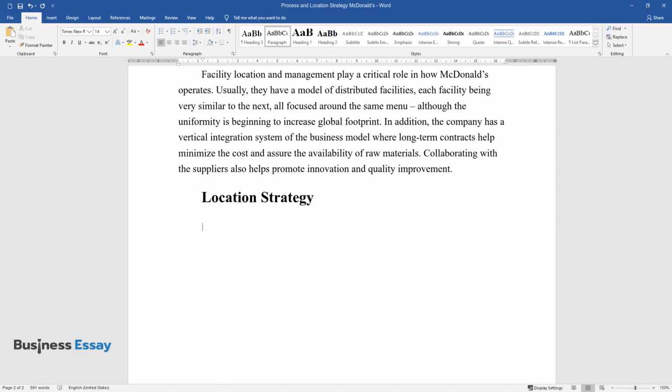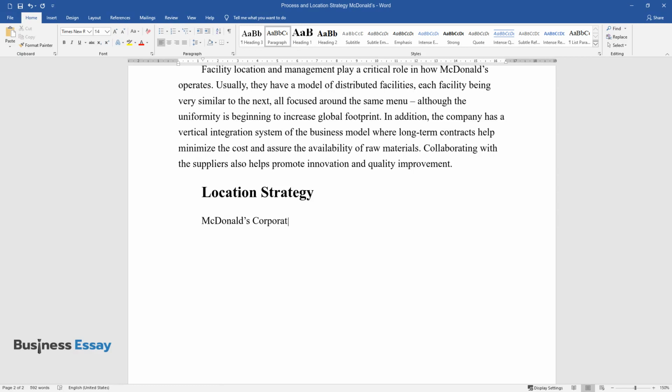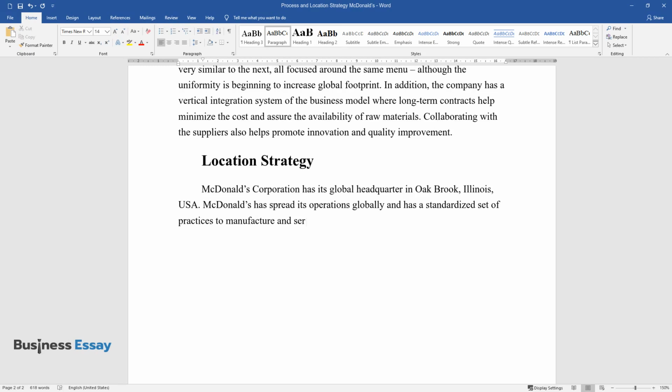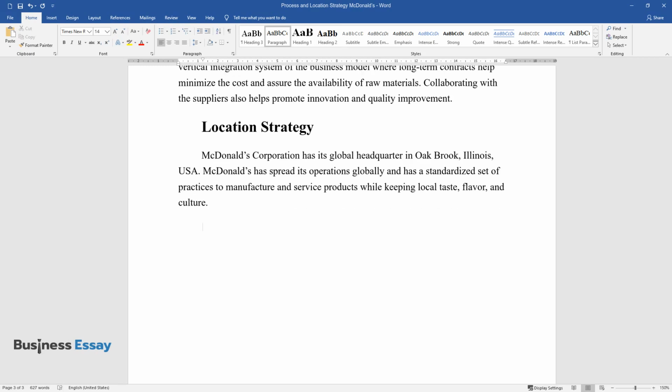Location strategy. McDonald's Corporation has its global headquarters in Oak Brook, Illinois, USA. McDonald's has spread its operations globally and has a standardized set of practices to manufacture and service products while keeping local taste, flavor, and culture.